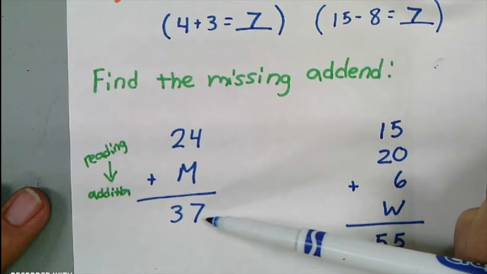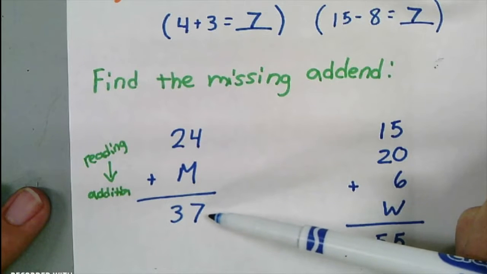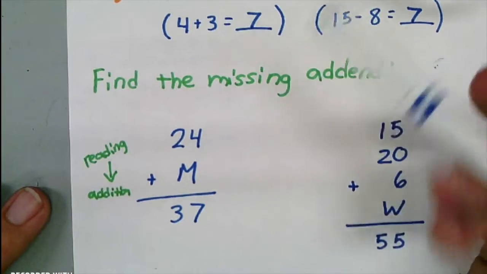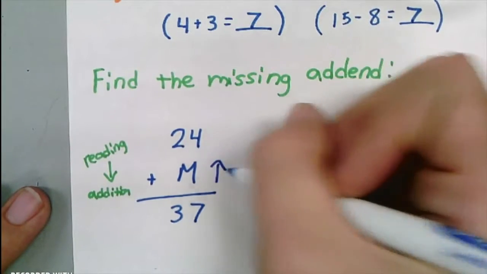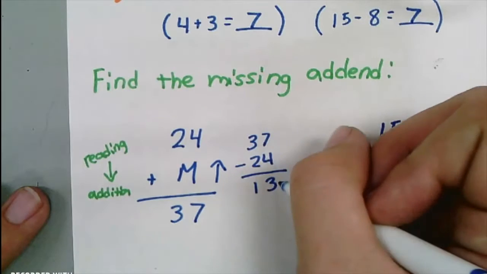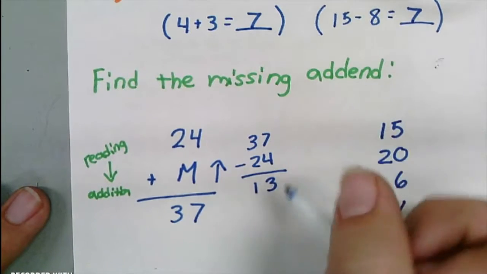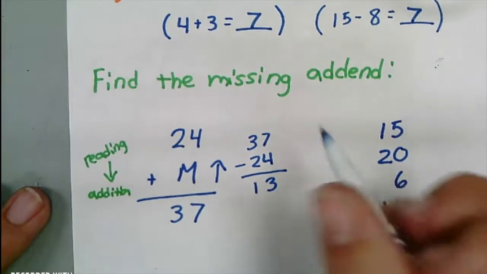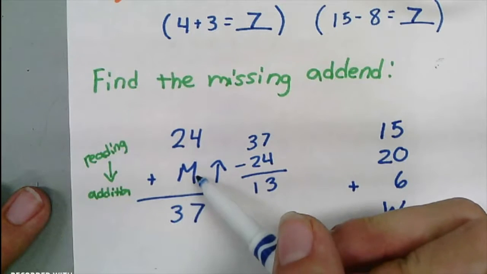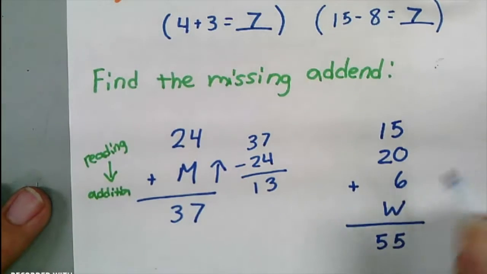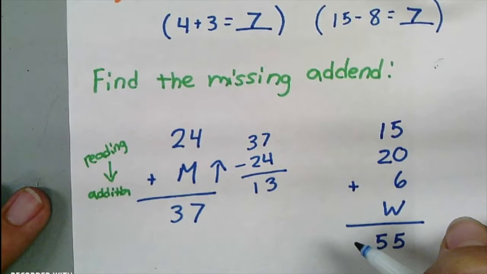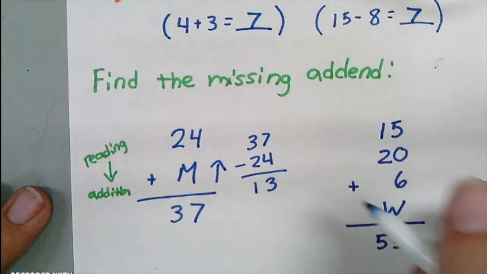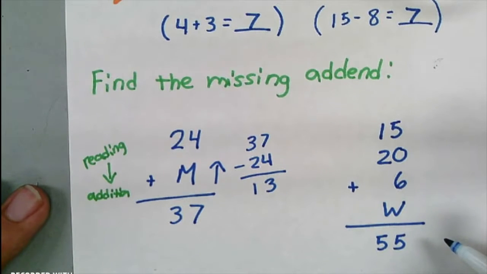Well, that tells us that 37 minus 24 would give us what m is because of our fact families. So I can read this backwards as a subtraction problem. 7 minus 4 is 3, 3 minus 2 is 1. So now I'm going to try it. What if I replace m with 13? 24 plus 13, does that equal 37? You bet it does.